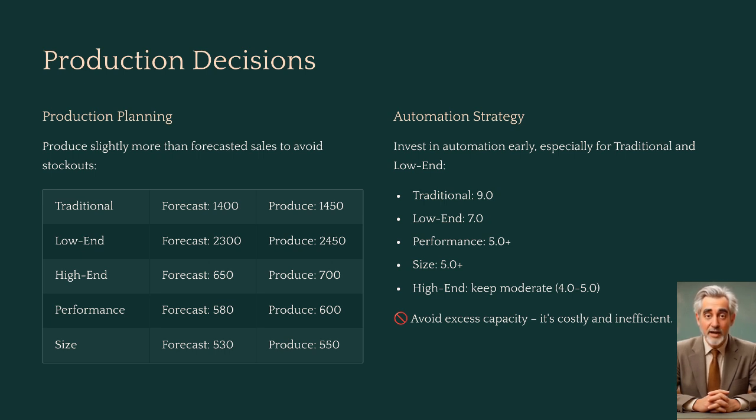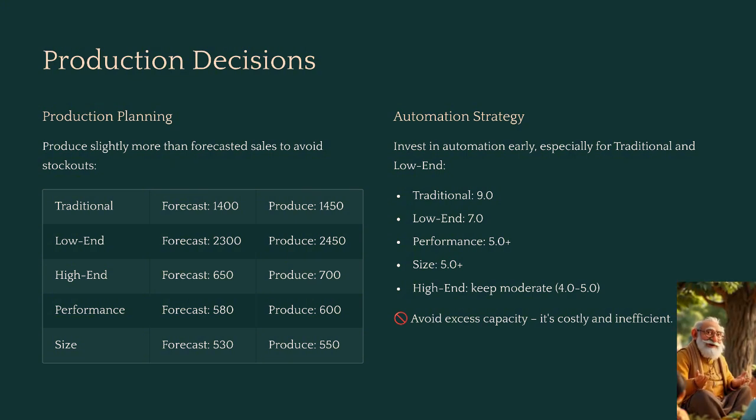Automation strategy: invest in automation early, especially for traditional and low-end. This will reduce labor costs in future rounds when price pressures intensify. Recommended automation levels: traditional, 9.0; low-end, 7.0; performance, 5.0 plus; size, 5.0 plus; high-end, keep moderate, 4.0 to 5.0, to preserve flexibility. Avoid excess capacity, it's costly and inefficient.